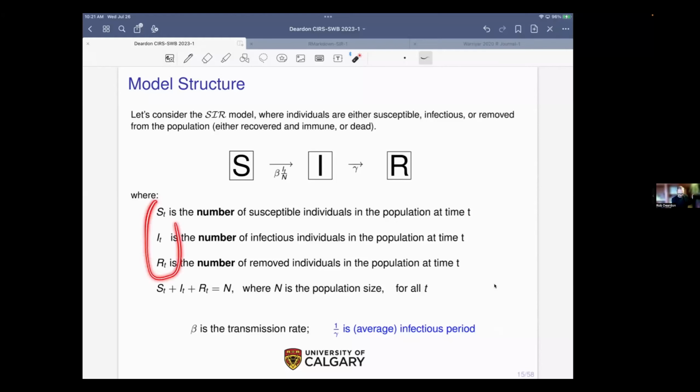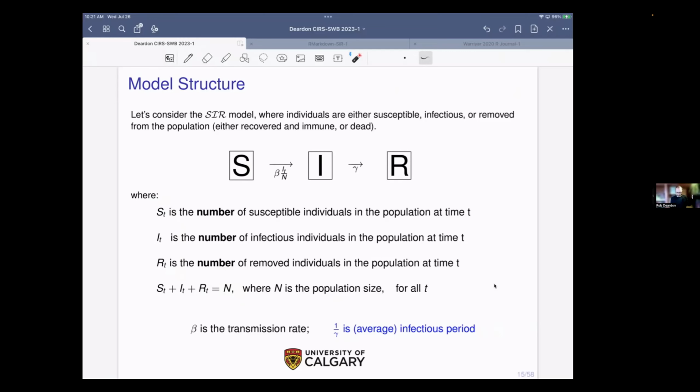And just to make clear before I move on, notationally, I'm going to use S_t, I_t, R_t to represent the number of individuals in each of those compartments: susceptible, infectious, removed. You can set this up so that S, I and R are the proportions, right? So here, S plus I plus R is going to equal N, the population size. I'm assuming there's no births, no deaths, no migration, right? But you could set it up so that this equals 1 and you track the proportions over time.